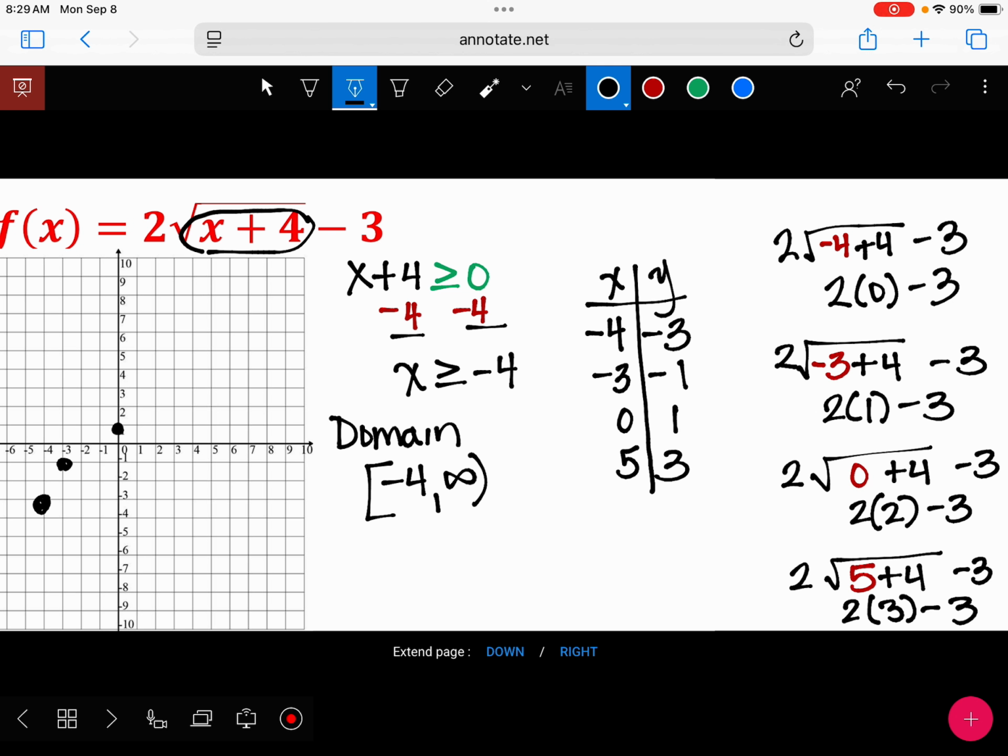Okay, so now we're cooking. So, this is what it looks like. This is what a graph of a square root looks like. We don't have 2 arrows. Remember, your domain starts at -4 and it goes to the right.